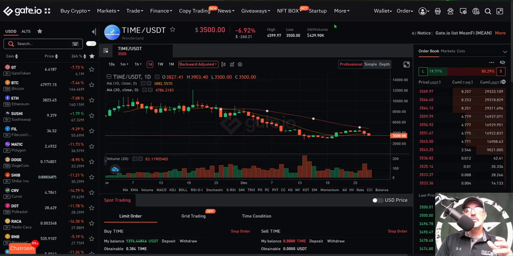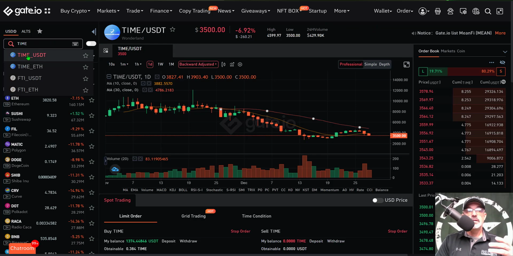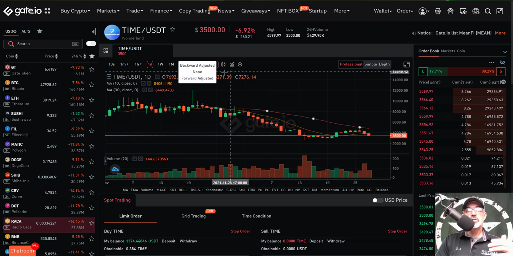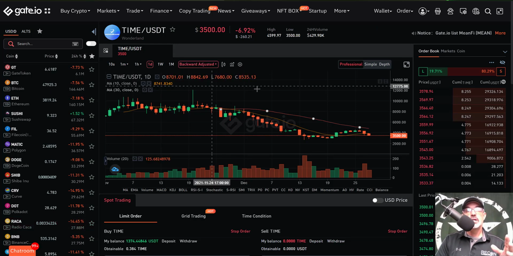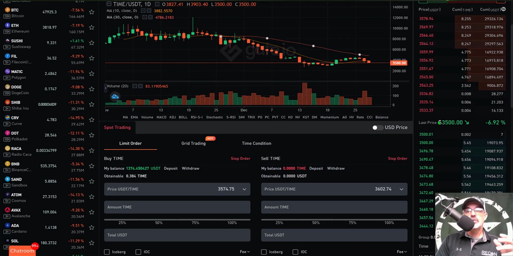And so I'll jump over here to my Gate.io account. I'm obviously logged in. I could do a search for the token simply by typing in the ticker symbol, TIME USDT, but I already have that pulled up. So I'm actually ready to buy some of these time tokens over here on Gate.io. Now, if we scroll down and look over here at the order book, we can see that the last price was $35.00. So I am going to do a limit order.